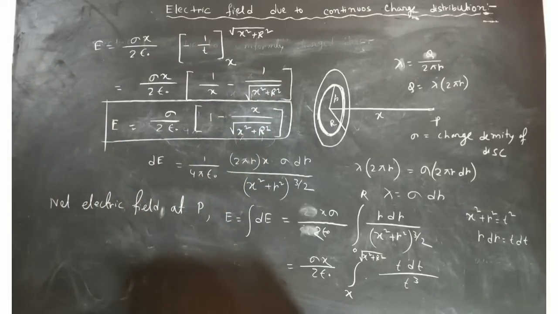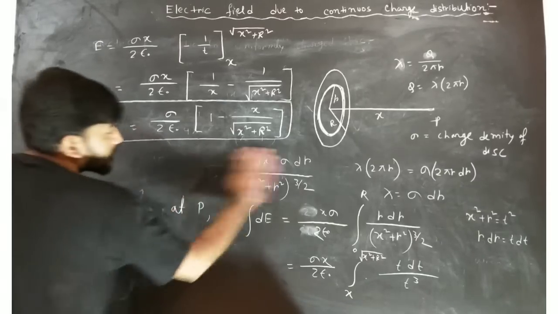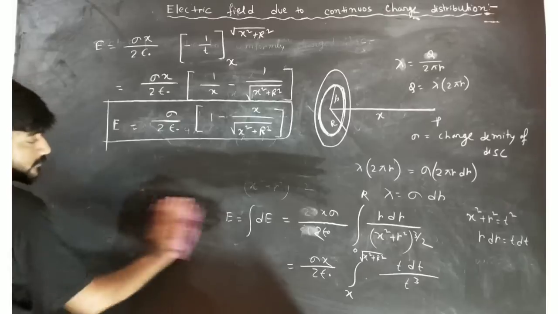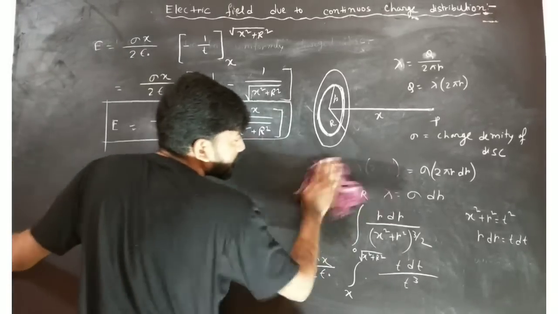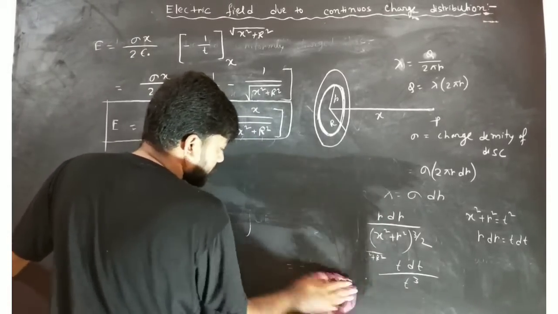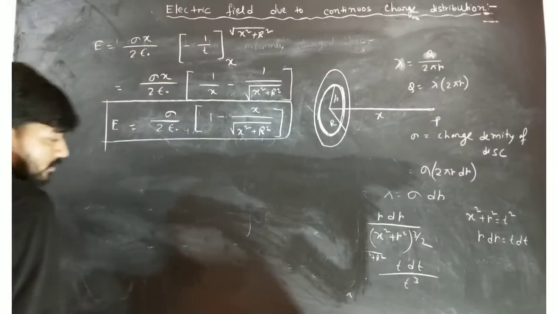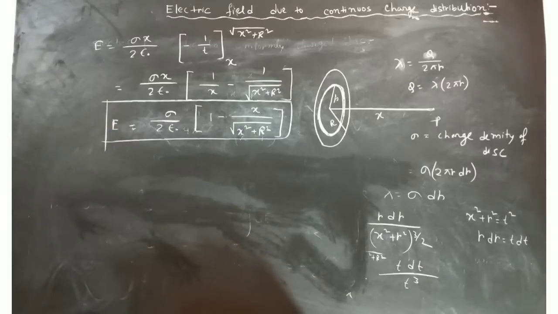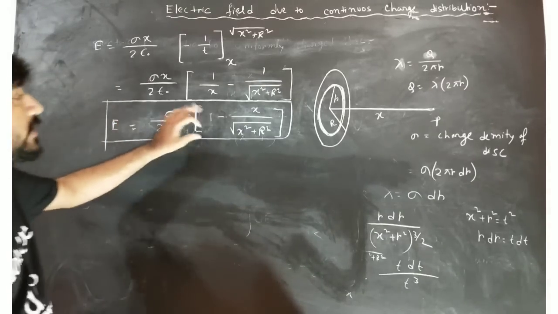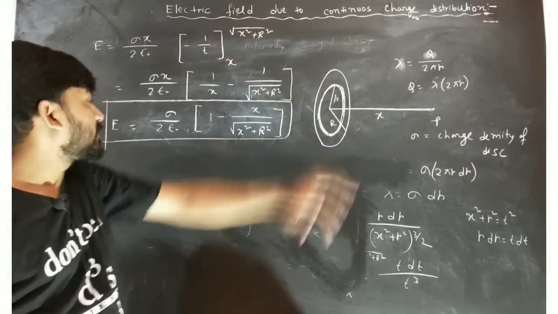Okay, and this is a very good expression, and we can analyze this expression. You will get some good information from here. So now let me analyze this expression. From here, first we can find out the electric field at the center. So at center, x will be 0.